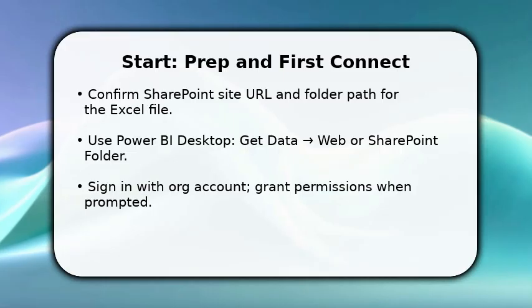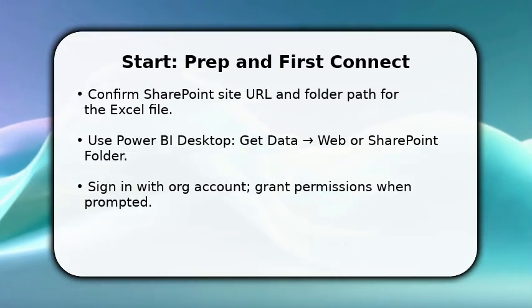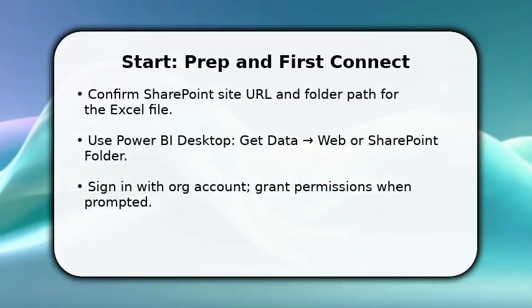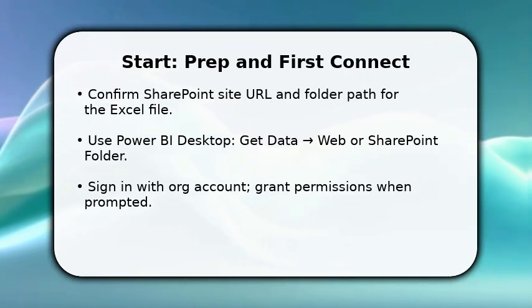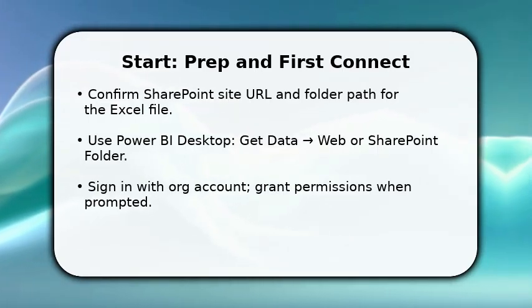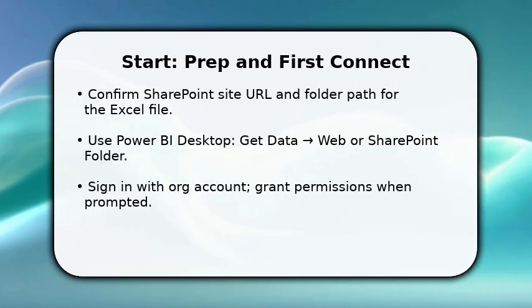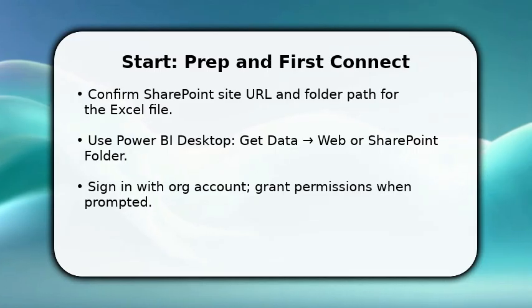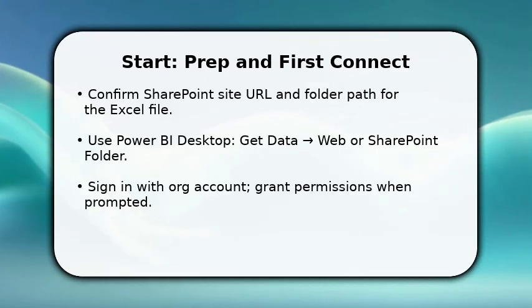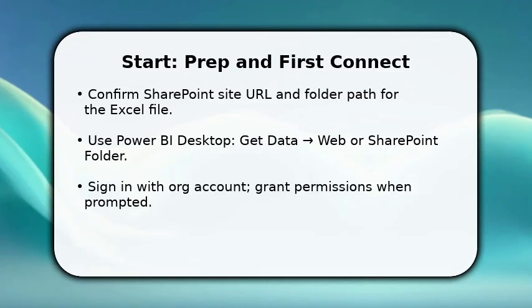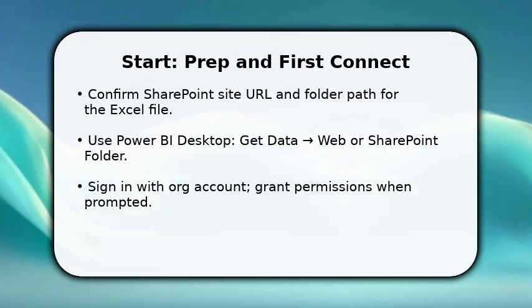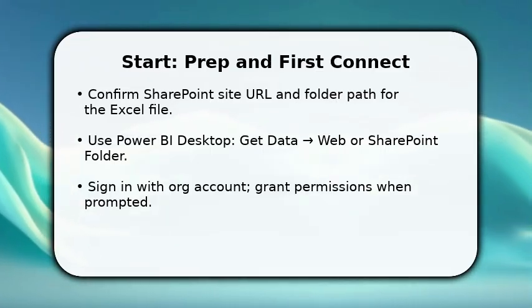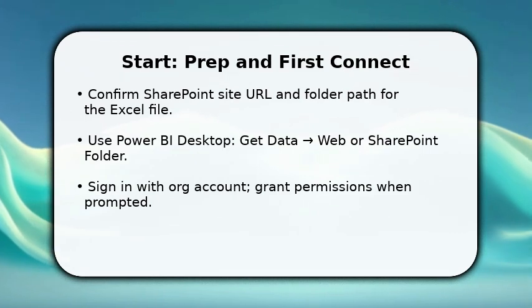You start by confirming the exact SharePoint site URL and the folder that holds the Excel file so you target the right resource. Open Power BI Desktop, choose Get Data, then SharePoint folder for a folder-level import or Web for a direct file link. When prompted, sign in with your organizational account and grant access. This authenticates calls. Once done, Power BI will surface files and paths so you can locate the Excel workbook and begin selecting it for import.